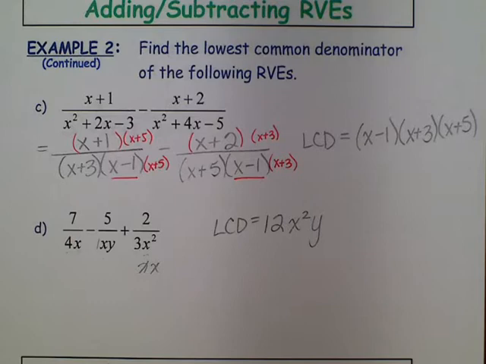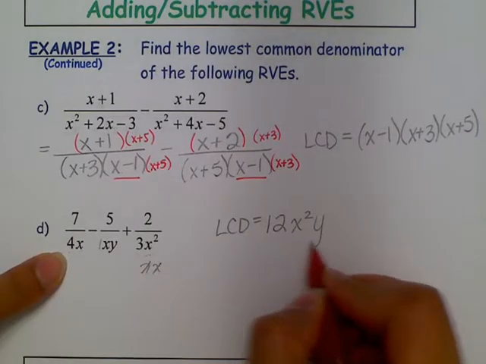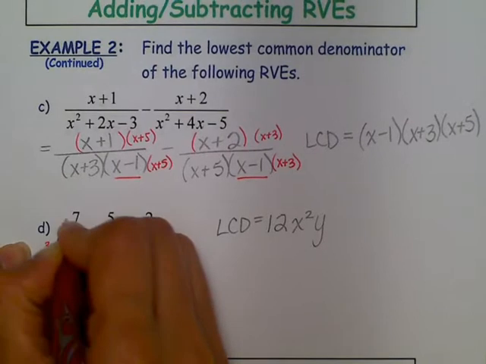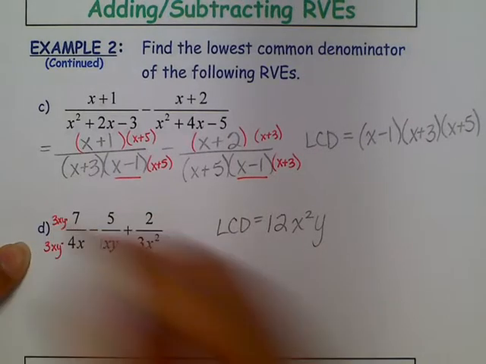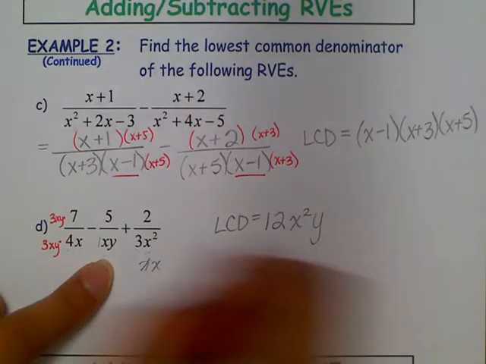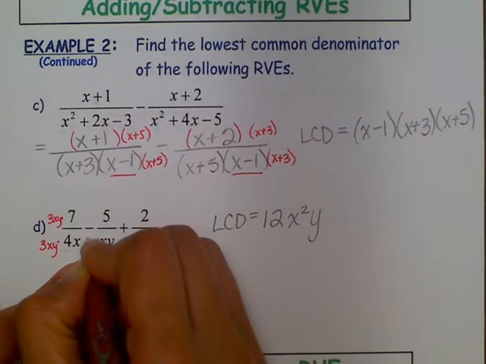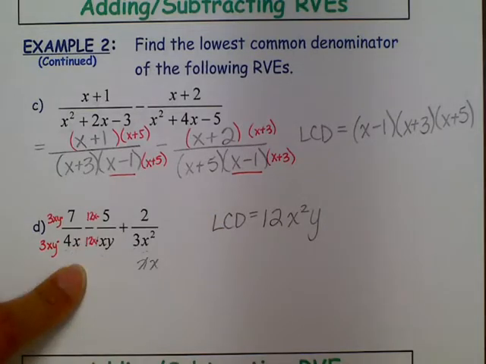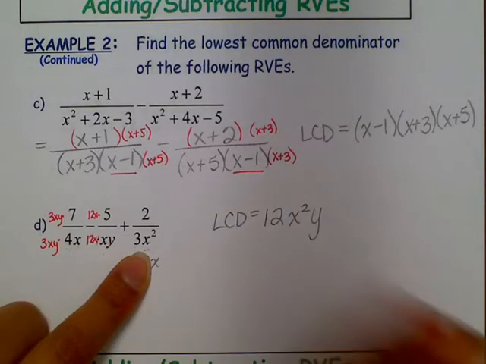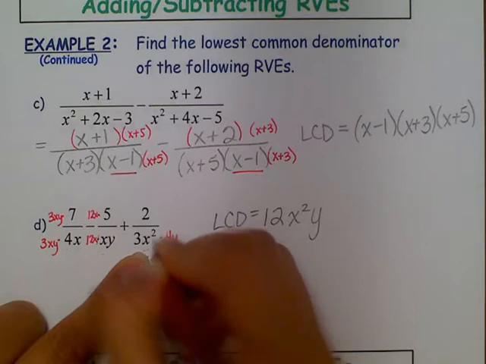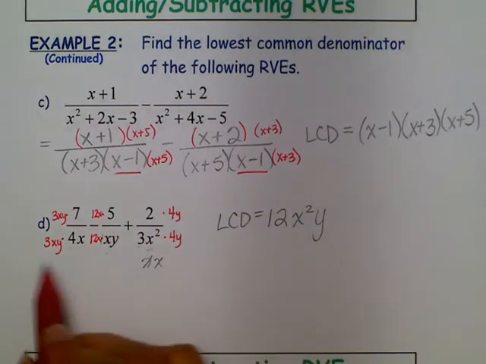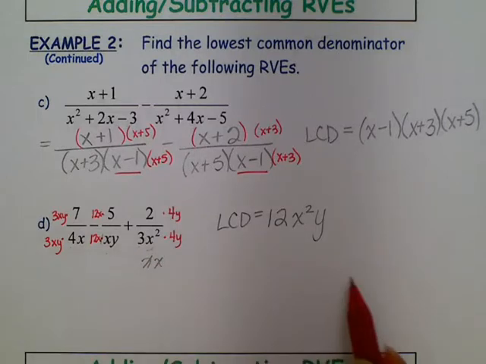So in order to make the first denominator 12x squared y, we need to multiply this by 3xy, same thing at the top. In order to make this 12x squared y, we need to multiply this by 12x, same thing at the top. And in order to make this 12x squared y, we need to multiply this by 4y. Okay, same thing at the top. And you'll notice that each of our denominators are now going to be 12x squared y, which means that's our lowest common denominator.